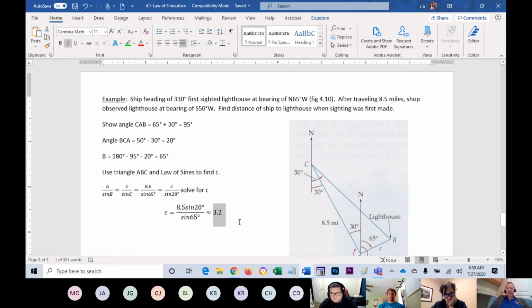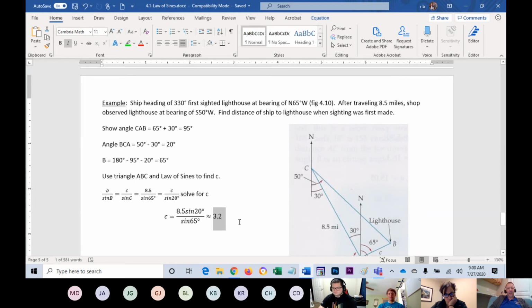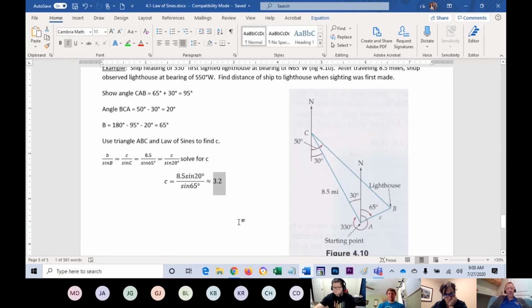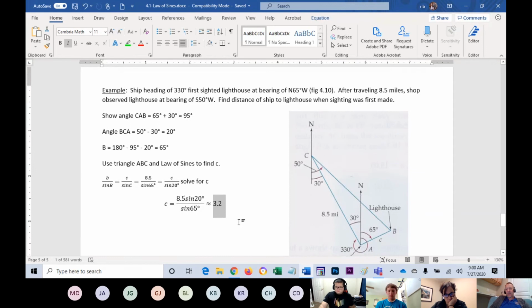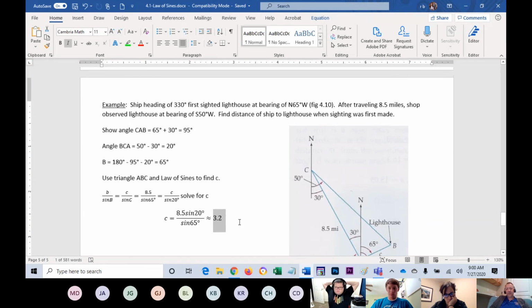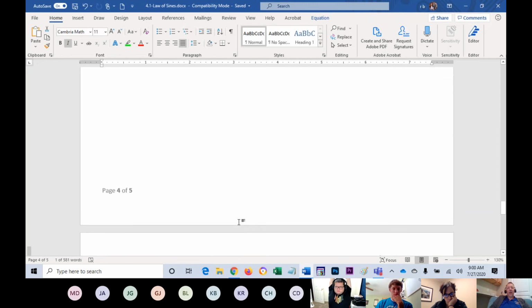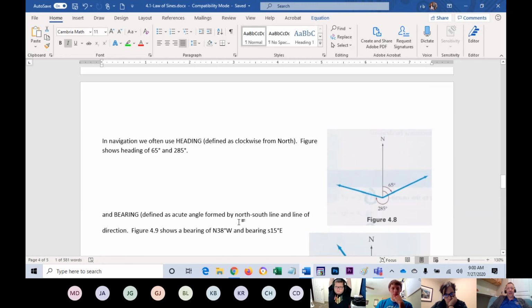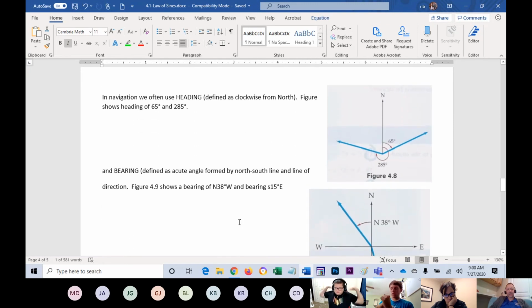So, gosh, I thought we were going to take longer to get through all this stuff than we did. But that just means I don't want to start on a new section today. So, do you guys have any questions about the law of sines or headings and bearings?